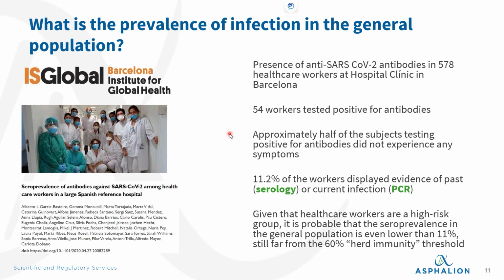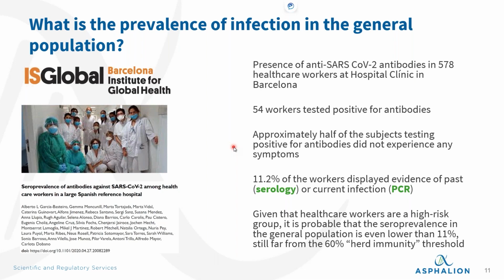So several studies have been undertaken to look at the prevalence of infection in the general population. And I'd just like to emphasize one of the studies, conducted by the ISGlobal Barcelona Institute for Global Health. They looked for antibodies against SARS-CoV-2 in healthcare workers at the Hospital Clínic in Barcelona. They analysed nearly 600 healthcare workers, and 54 of them tested positive for antibodies. Interestingly, approximately half of the subjects that tested positive for antibodies did not experience any symptoms.